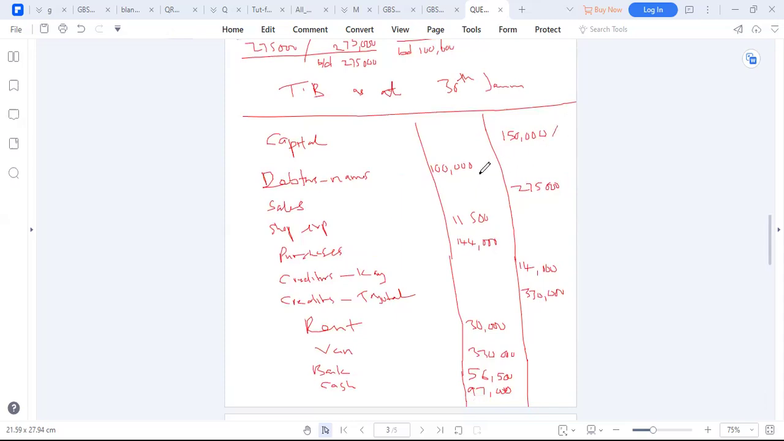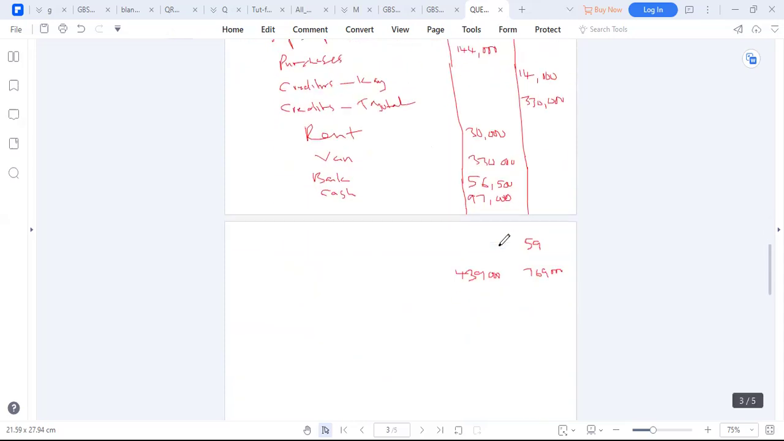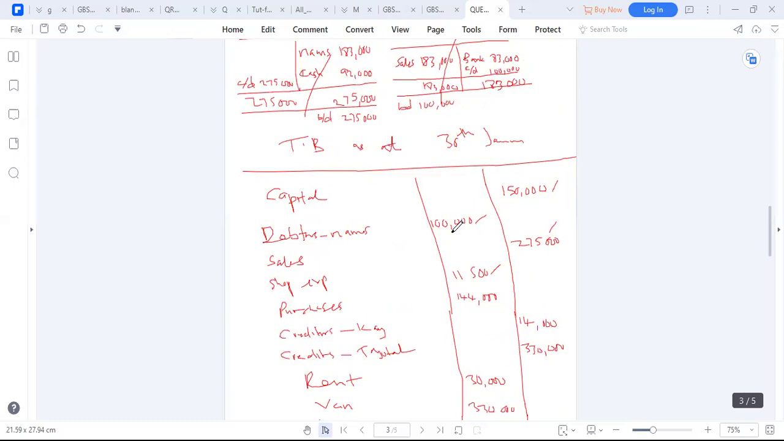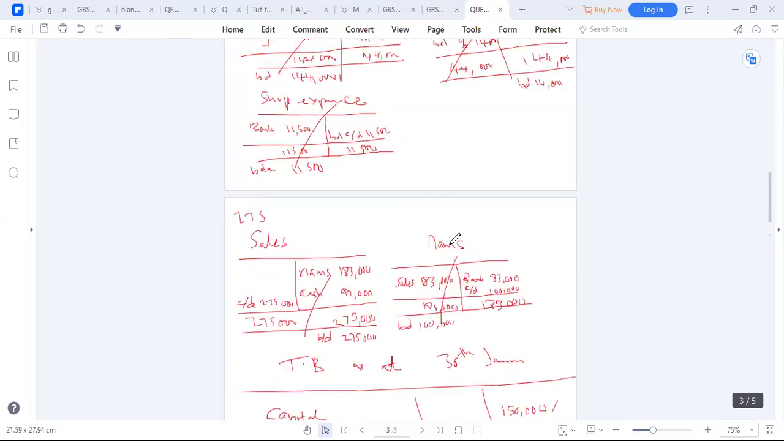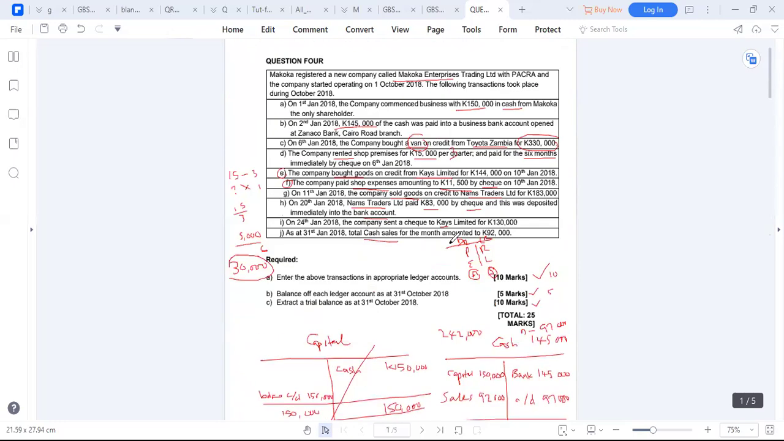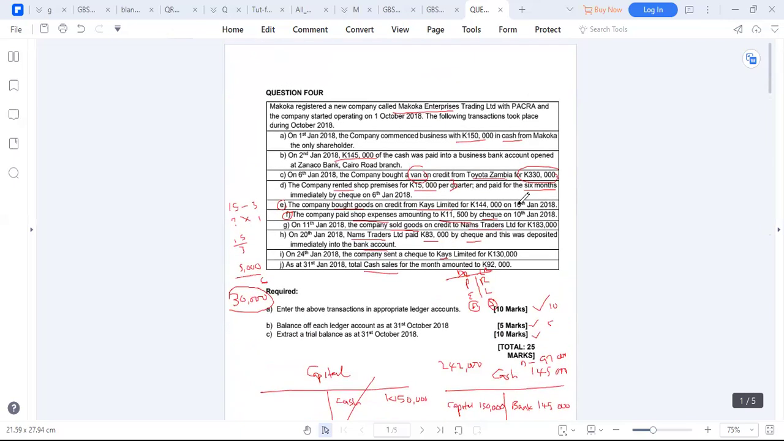Okay, so this is okay. Debtors is okay. Sales 275. I'm finding 669,000 on the debit side and the other side 769,000. So there's a difference of 100,000. Where is the 100? Missing. Did we miss any transaction here? The 100,000.